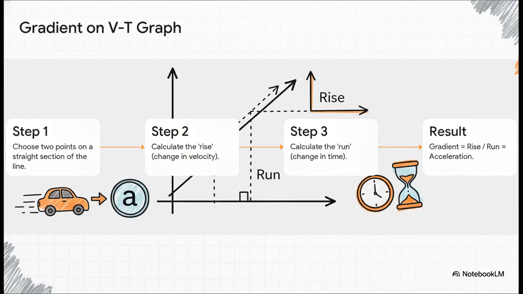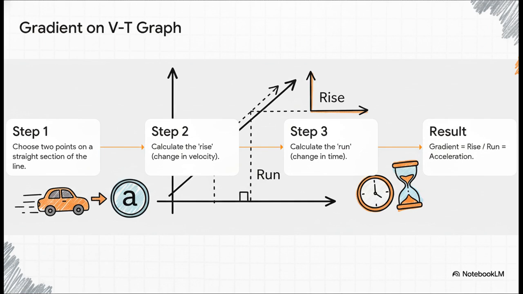And you know the best part? For a velocity-time graph, it's the exact same method, rise over run. But here's the key difference. The rise is now the change in velocity. So when you do the math, you're not finding speed, you're finding acceleration, how quickly the velocity is changing.